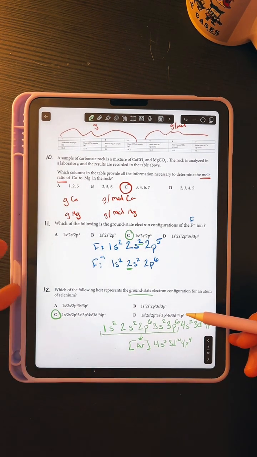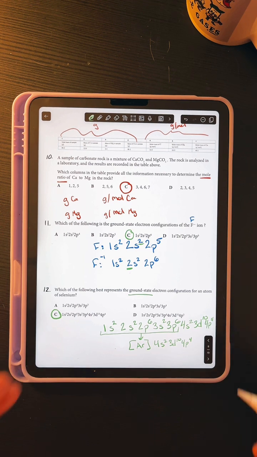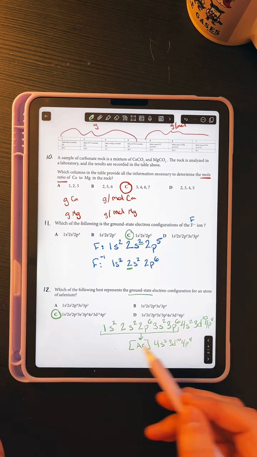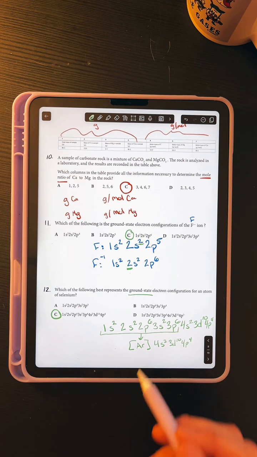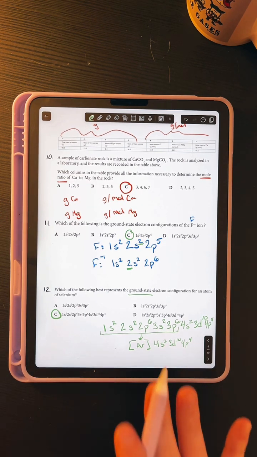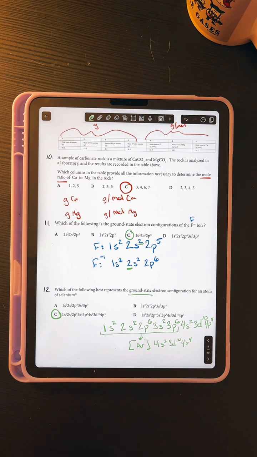However, it's not one of the answers here, so we do have to understand how we get this. But if this is a free response question, you can absolutely do noble gas shorthand notation. Absolutely.